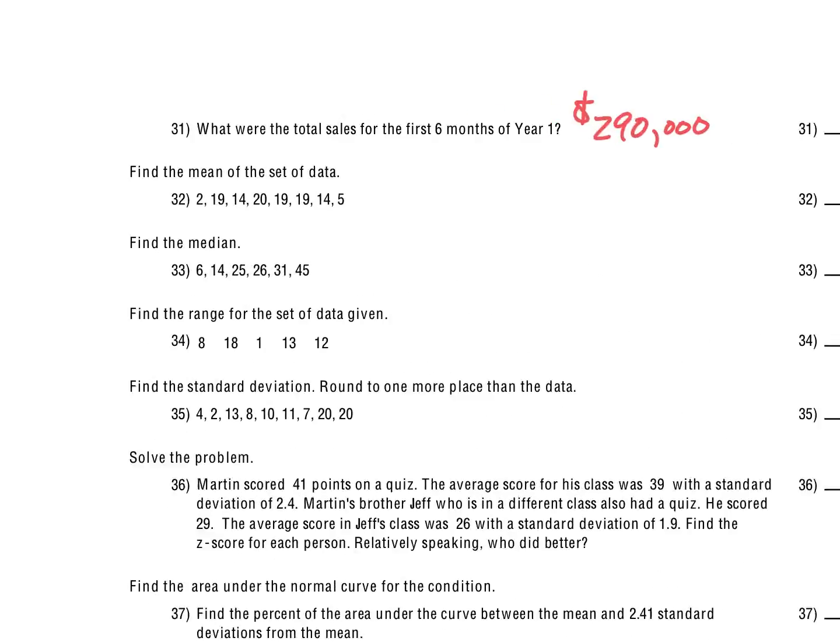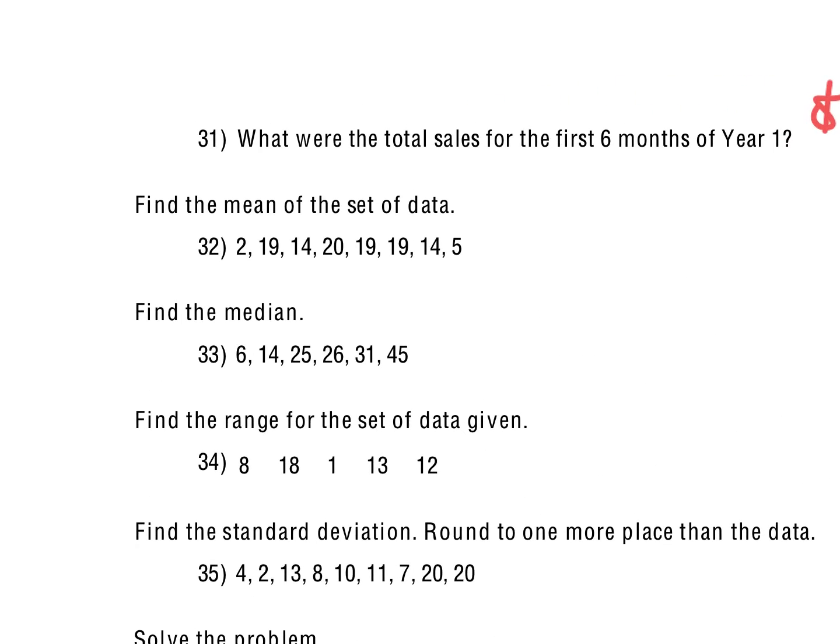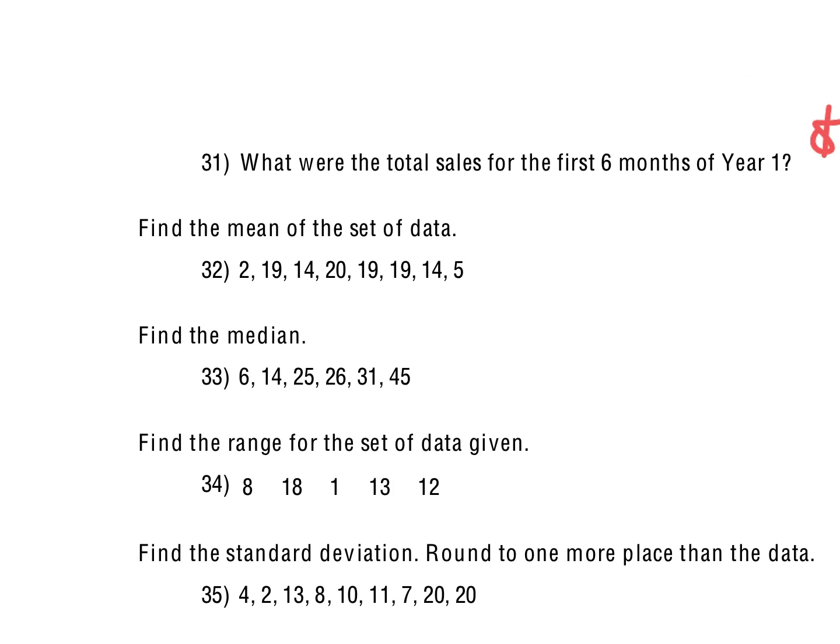Okay, next, we're finding the mean of the set of the data. Okay, so we want to add up the numbers and divide by the number of numbers. So x bar would equal, there's 1, 2, 3, 4, 5, 6, 7, 8 numbers. And then adding up, that's 112, and 112 divided by 8 is 14. So the mean is 14.